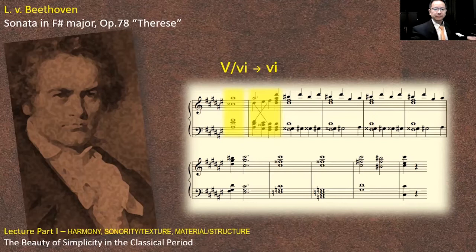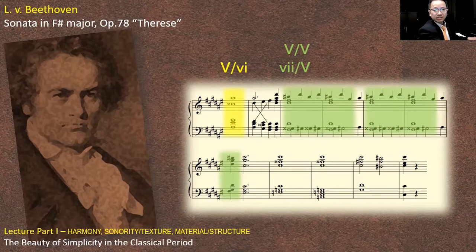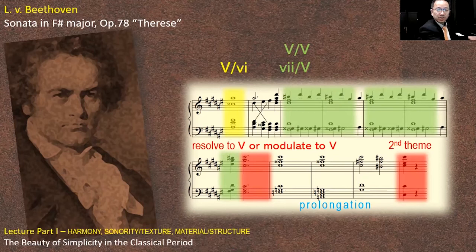We also have here another secondary dominant, 5 of 5, alternating with 7 of 5 that goes for the full 4 bars. Then it resolves to 5, or in other terms, it modulates to the 5th higher. Beethoven could have started the secondary theme right here, because we have arrived at the key of the second theme. But he did not.